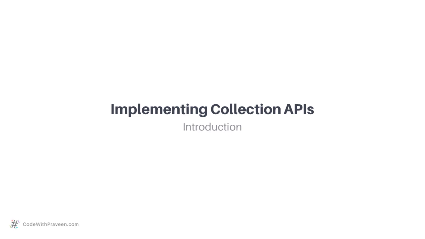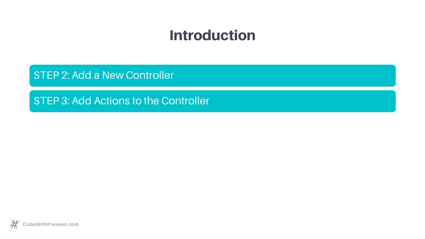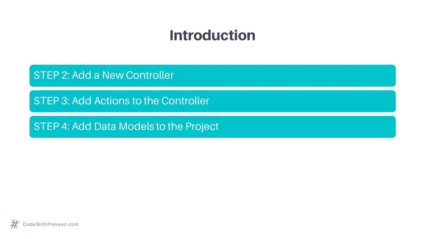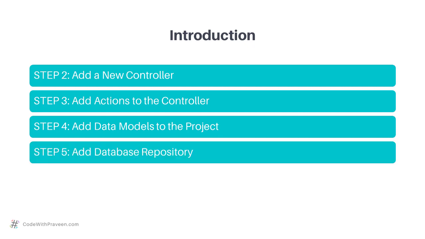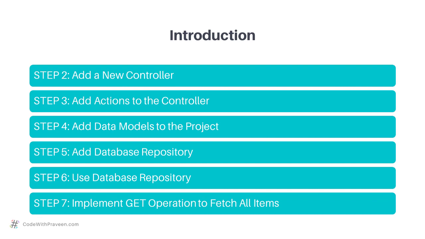In the previous section, we created a new Web API project as step 1. As the next step, you will learn how to add a new controller to your project. Next, in step 3, we will add some actions to this controller class. This is followed by adding data models to the project as step 4. We then move towards the database layer, wherein we add the database repository and use that newly created database repository. Finally, we will look at implementing a get operation to fetch all items from the system.